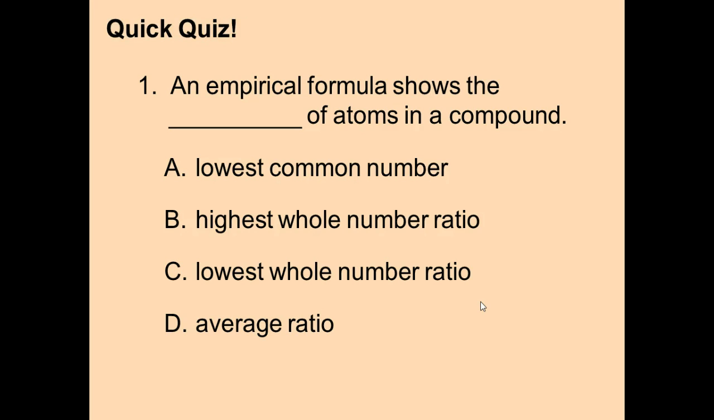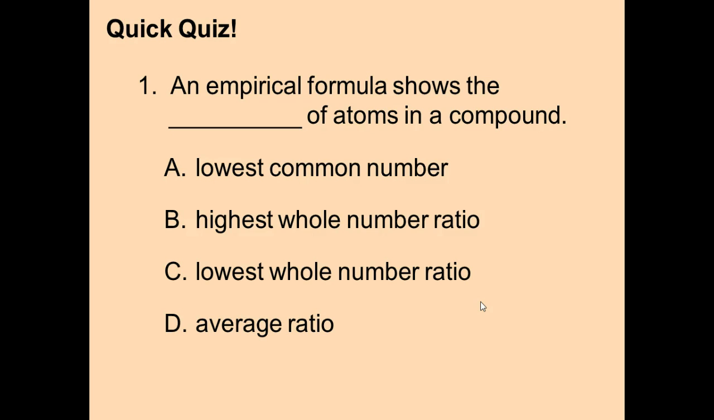And so here's a quick quiz to see what you learned. Question 1, an empirical formula shows the blank of atoms in a compound. A, the lowest common number, B, the highest whole number ratio, C, the lowest whole number ratio, or D, the average ratio.